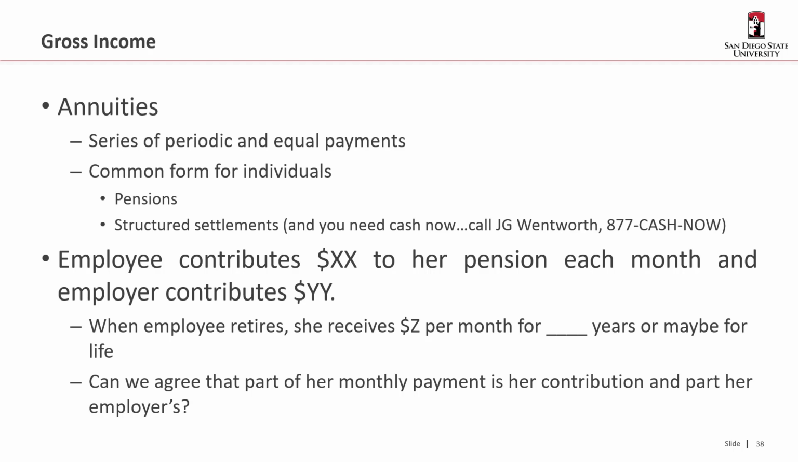And so you know that you can convert your structured settlement into a lump sum payment if you need cash now. You just merely have to call J.G. Wentworth at 877 cash now.